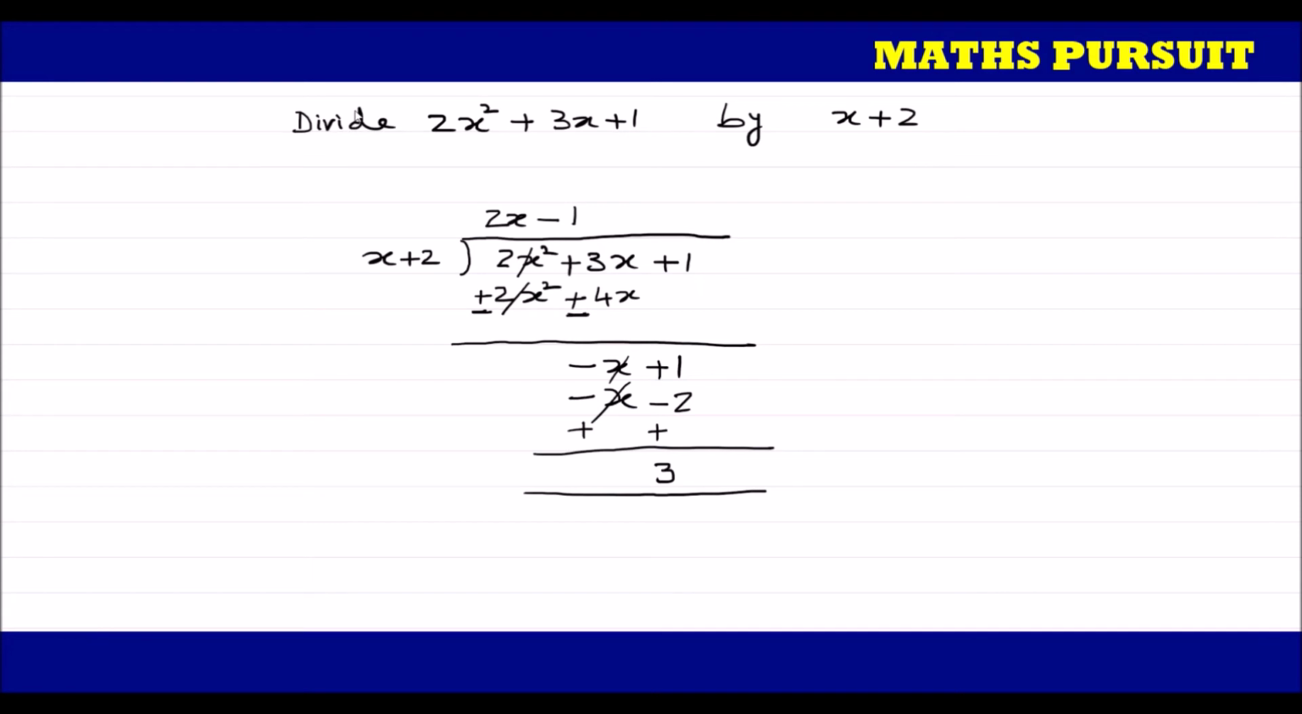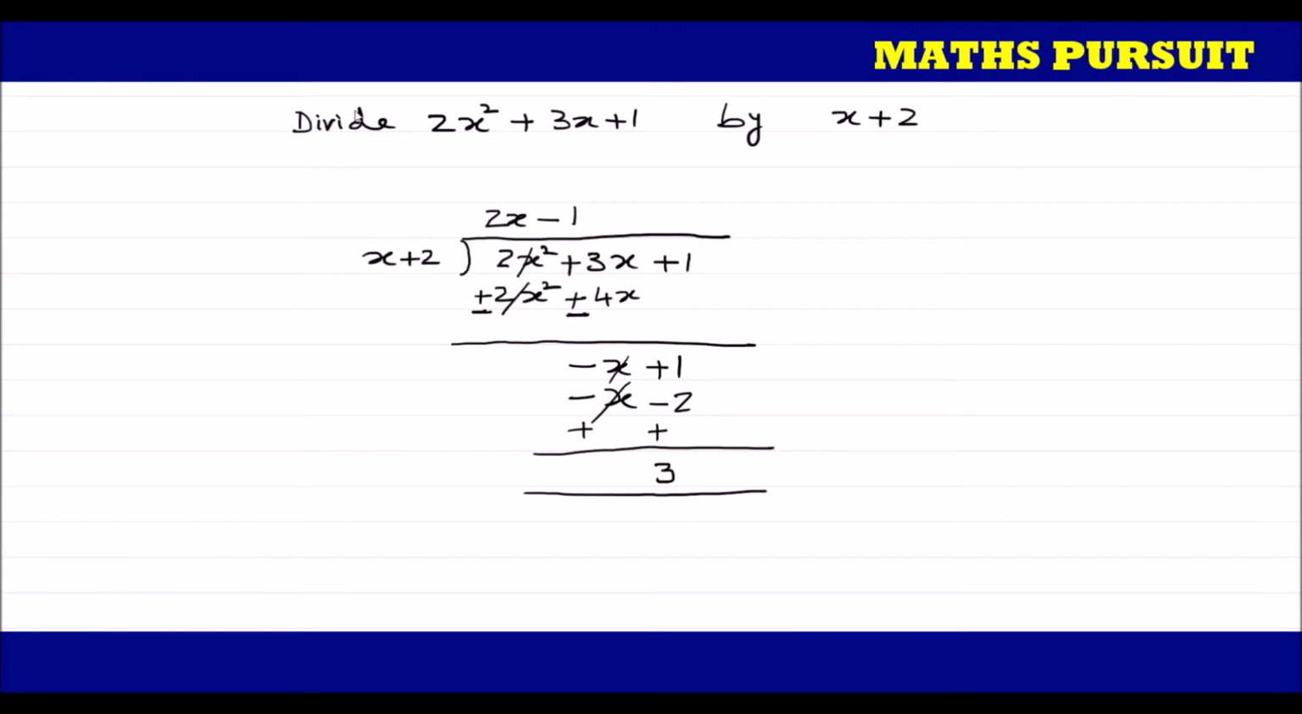When do we need to stop our division? We need to stop our division when we get the remainder as 0, or when the degree of the remainder is less than the divisor. Whenever we get the degree of the remainder less than the divisor, our division process will stop. So our division process stops here now.